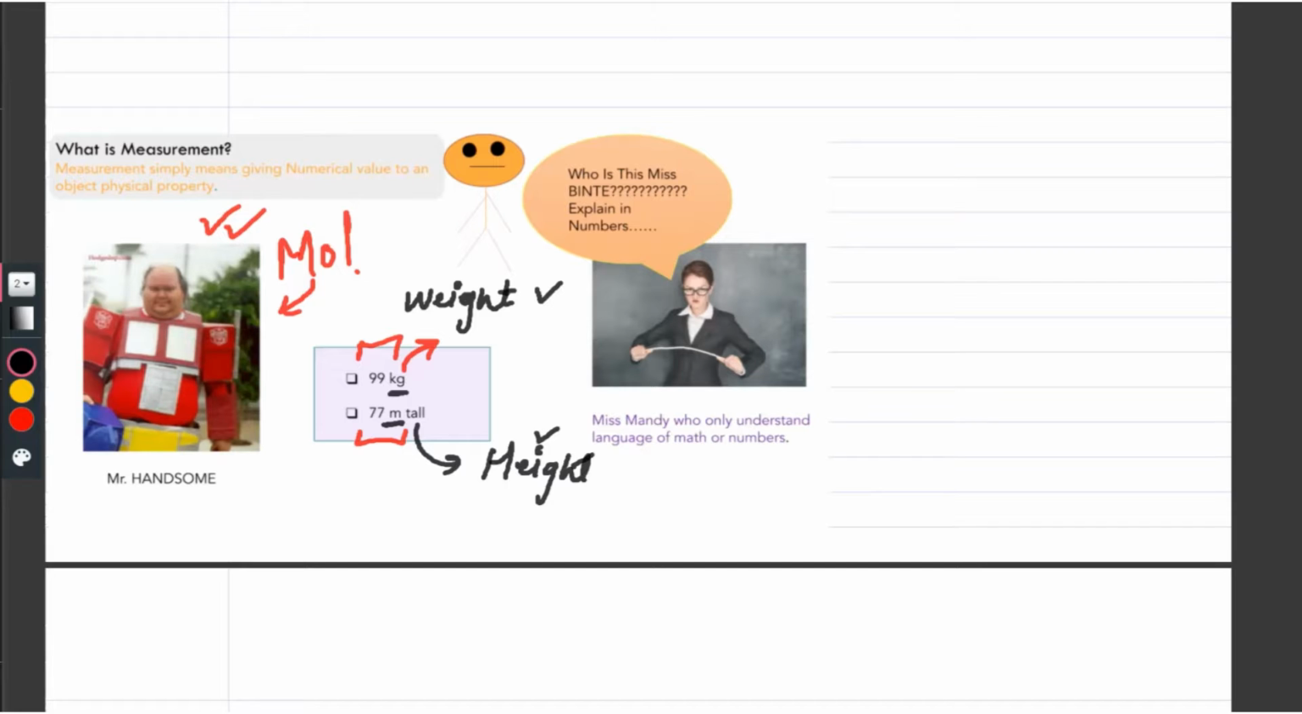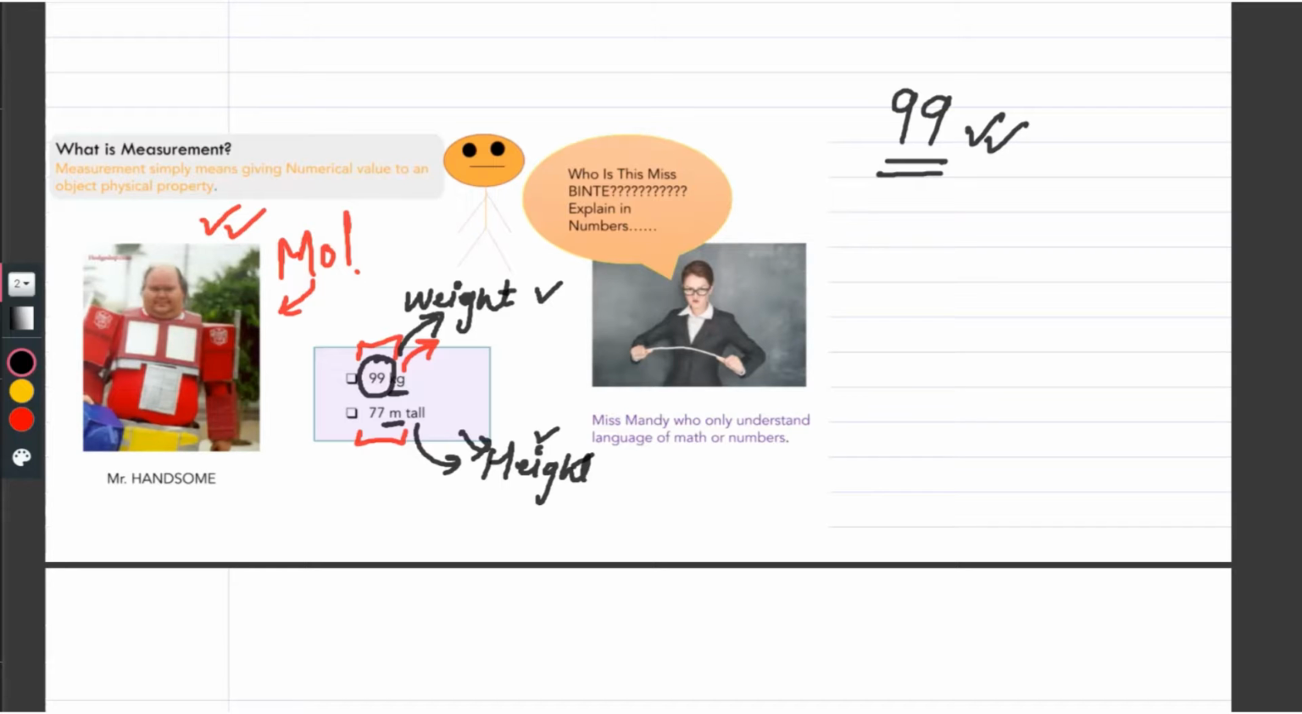So can I say that I have just written a number, I have given a number to this physical property, weight, and this physical property, height? Can I say that? Yeah. So this is what a measurement is. Makes sense? Thumbs up from everyone. But have you noticed that if I just said 99 and didn't put anything after 99, will it make sense what I'm talking about?